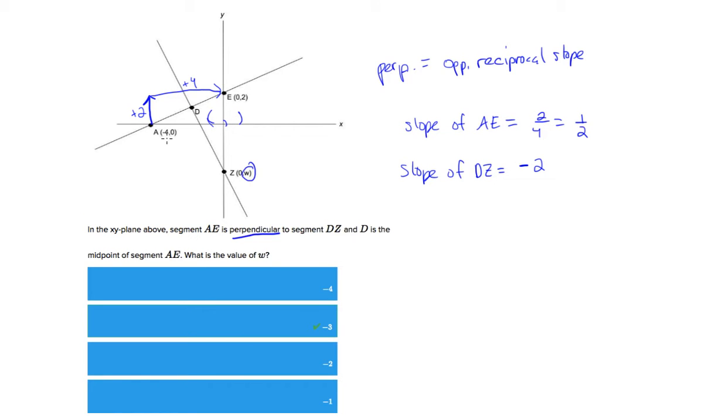So what's directly in between -4 and 0 for the x coordinate? That's -2. What's directly in between 0 and 2 for the y coordinate? That's 1. And you can do it the long way with the formula, but I think that's just as easy. So that's our point D.